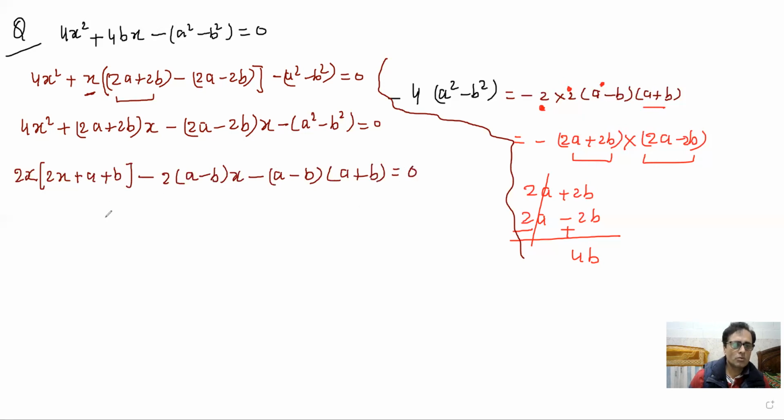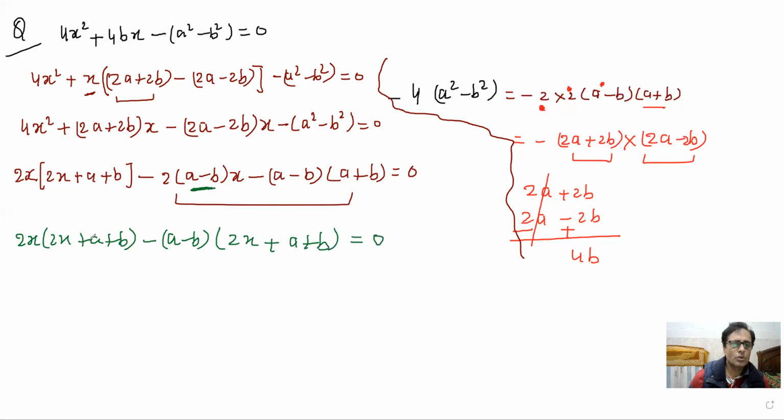Now you see what is common from these two. Easily we can see that a minus b is common, minus is also common. So I'm writing the first part of the question, that is 2x plus a plus b, and a minus b is common and minus is common. Inside the bracket, 2x is left, and a minus b we have taken common, minus we have taken common, so it will be positive a plus b.